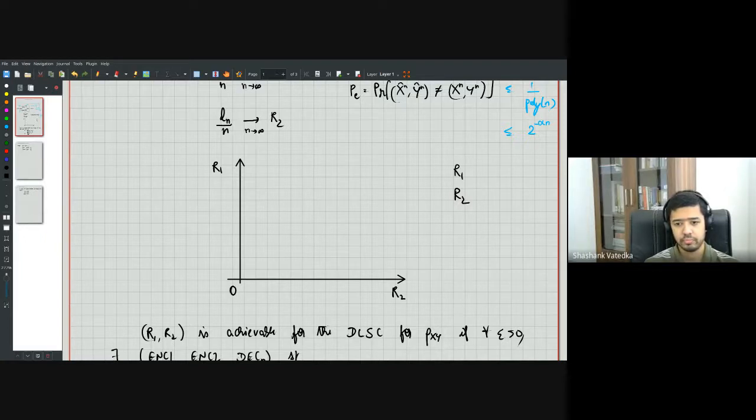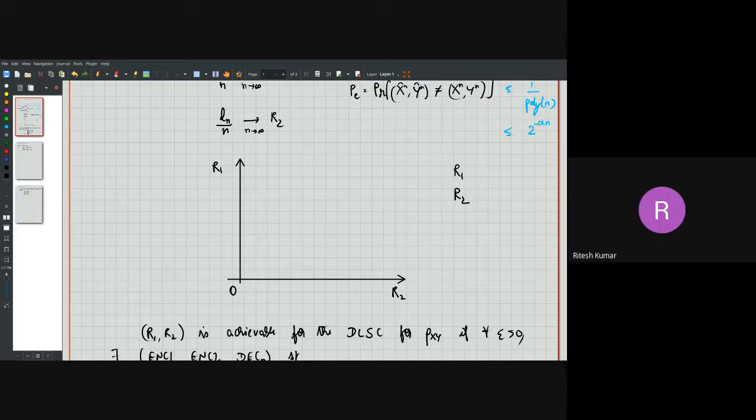Convex combination of R1 and R2. Sorry, your voice is not clear, I can't hear what you say. Sir, like convex combination of R1 and R2. Sorry? He's saying convex combination of R1 and R2.